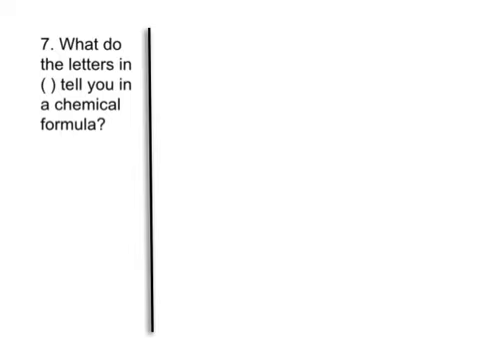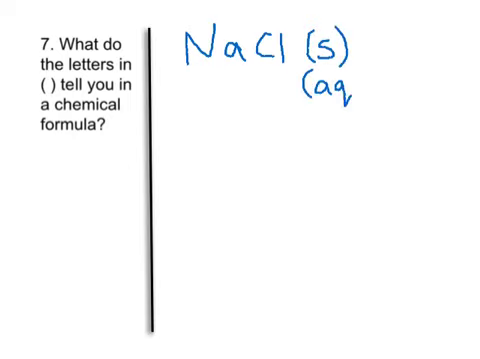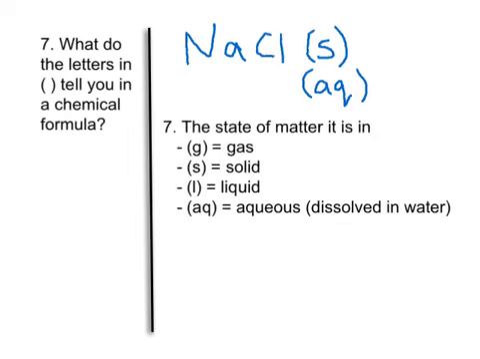So typically, when you're given a chemical formula, like NaCl, you'll be given a little symbol behind it, whether it's S or AQ. That little symbol is very important because it tells you the state of matter that particular compound or element is in. So it tells you the state of matter.